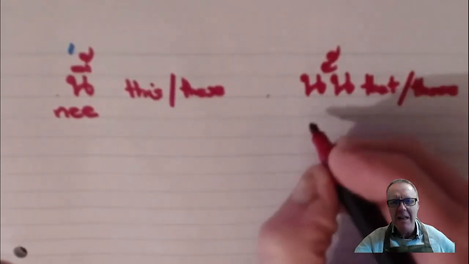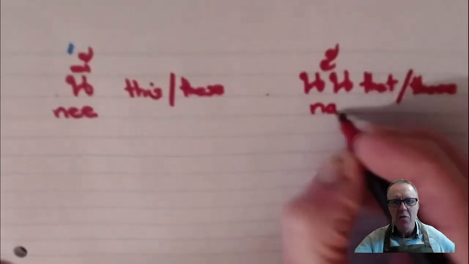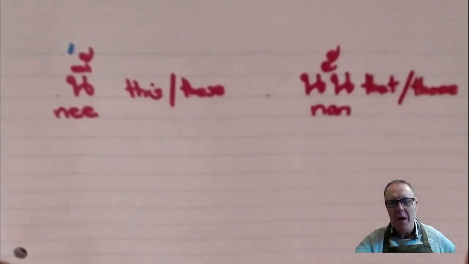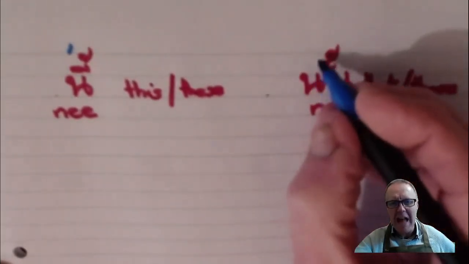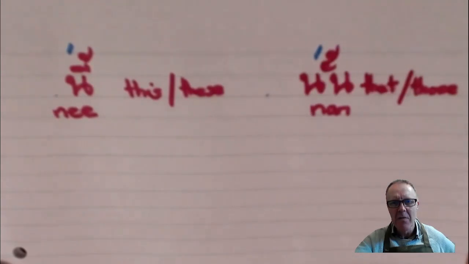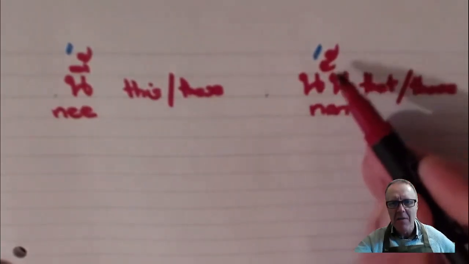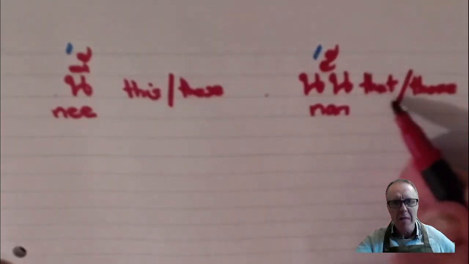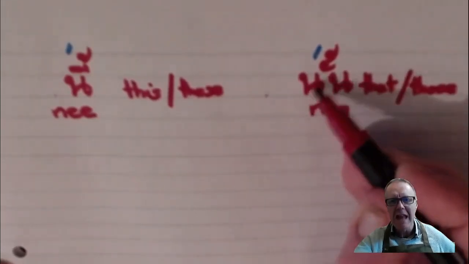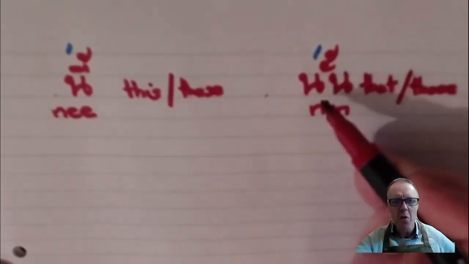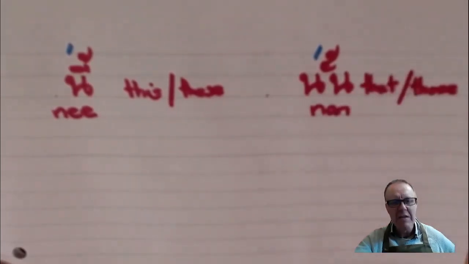So nan, nan. Remember, it is a high tone. I am going to mark it with my other pen. So we've got ni and nan, nan. One means this, and the other one, nan, means that. Quite straightforward, so easy to pick up.